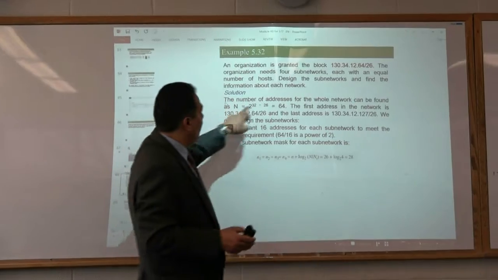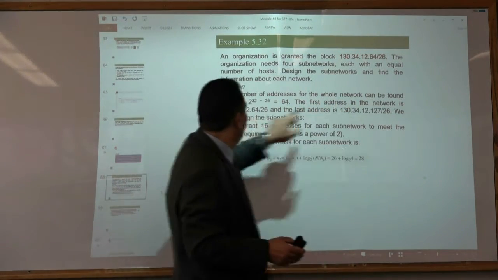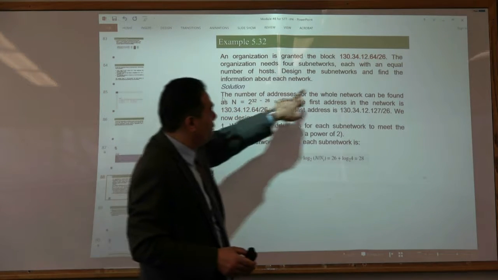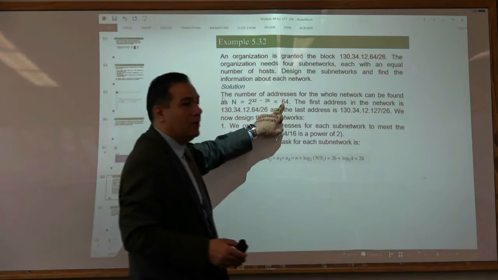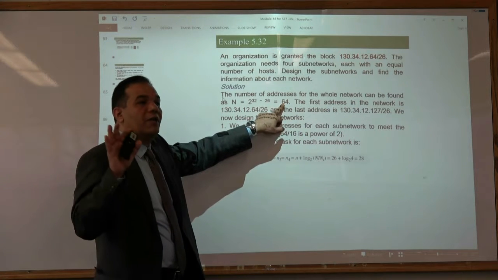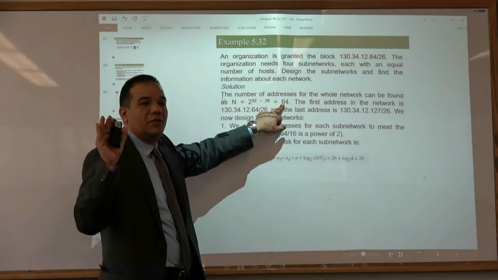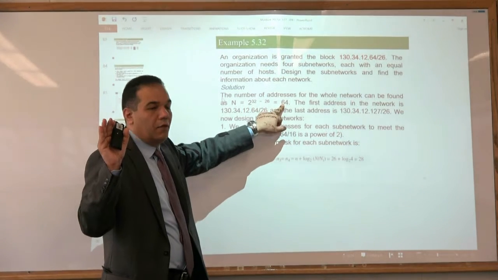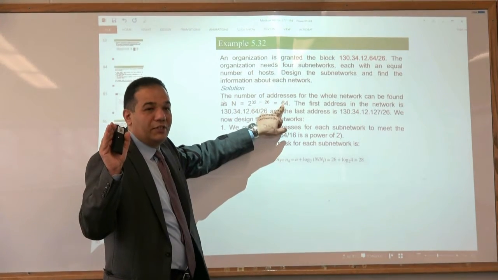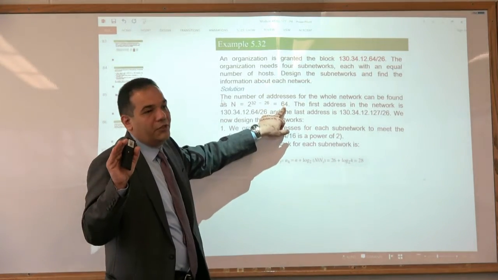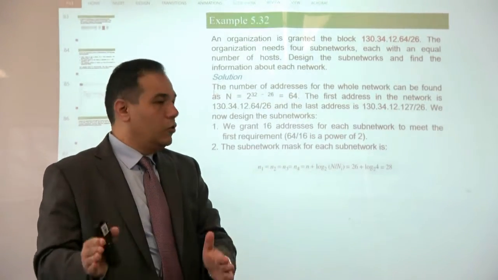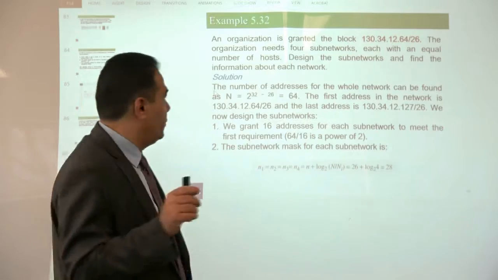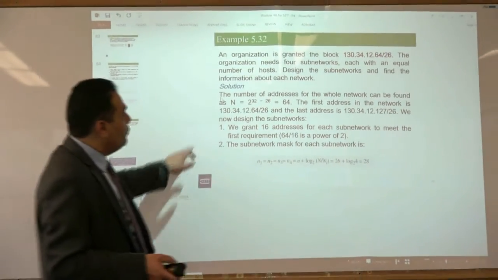So, the number of addresses for the whole network can be found: 2 to the power of 32 minus 26, which would be 64. If I need to create 4 subnetworks, how many IPs in each subnetwork should there be? 8, right? 16, I'm sorry. 16, because 64 divided by 4 gives you 16. So, network 1, network 2, network 3, network 4, each one will have how many IPs? 16 IPs, right? So the first address in the network is this.